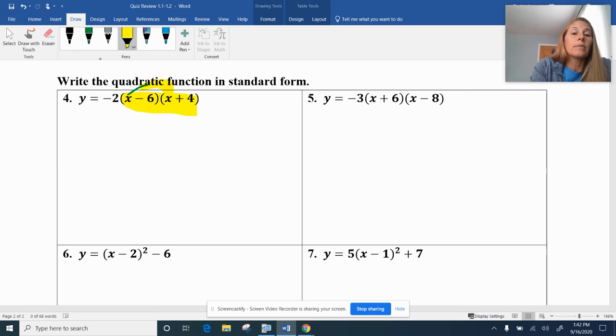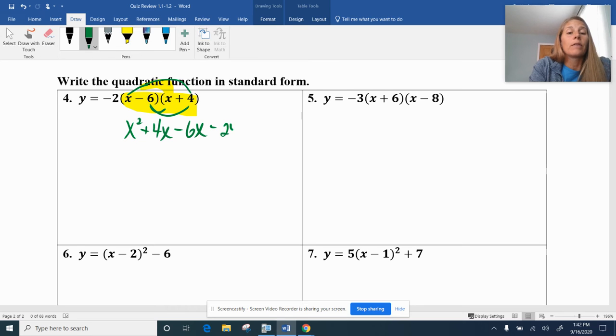So when I do x times x, I get x squared. X times 4 is 4x. Then -6x, and then -24. Now, anytime you have like terms, it's always a good idea to combine them. It just makes your product a little bit smaller and more manageable to work with. So 4 minus 6 is -2x.